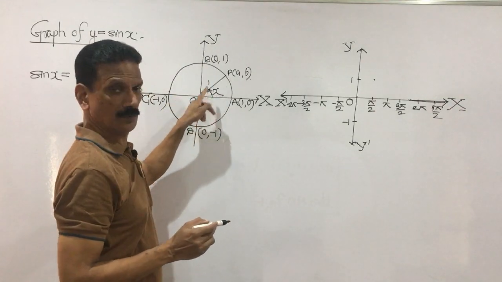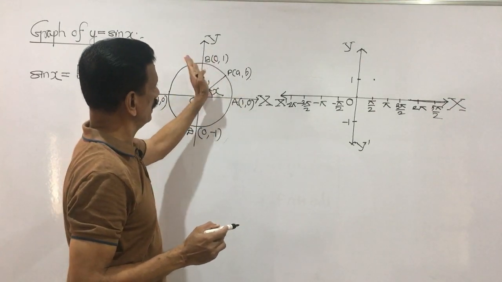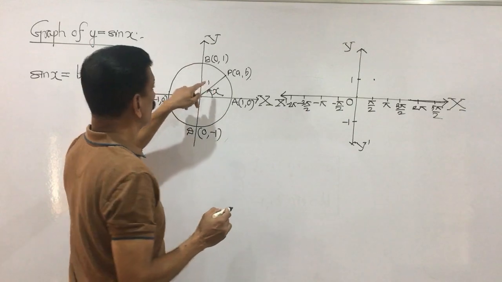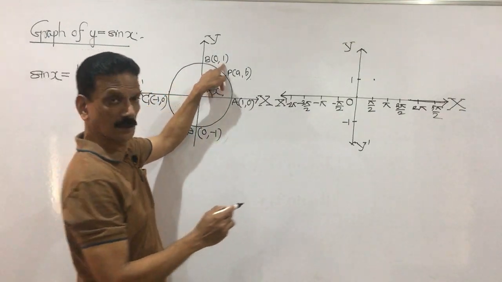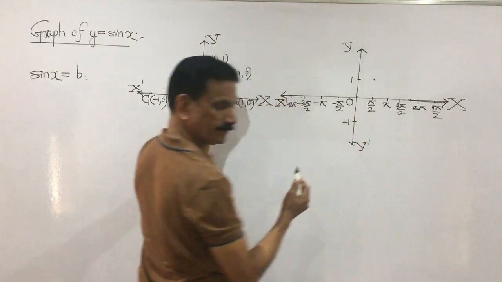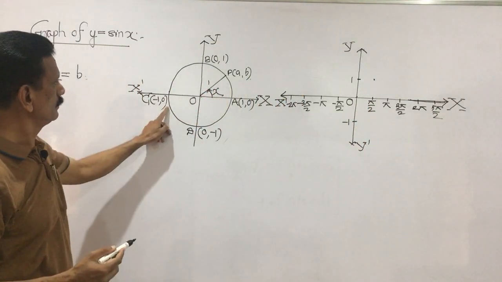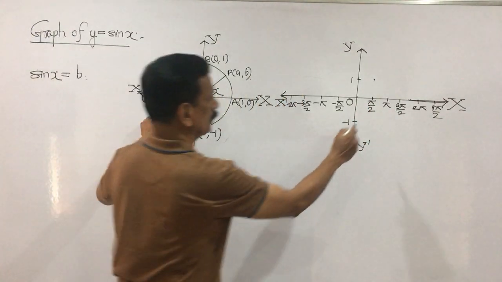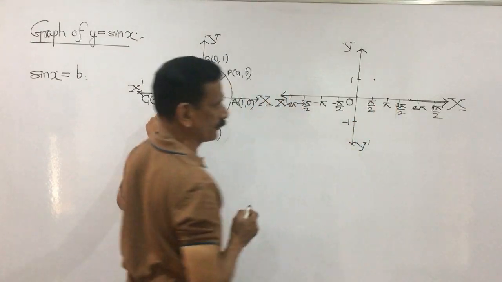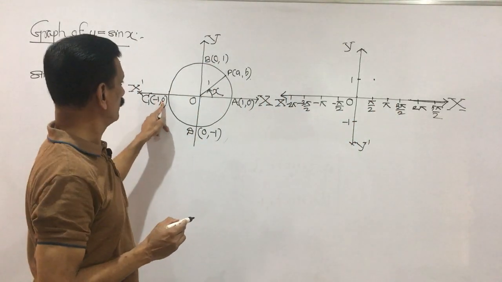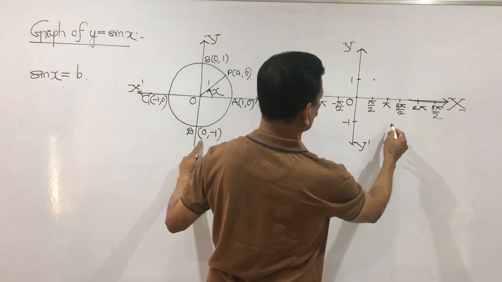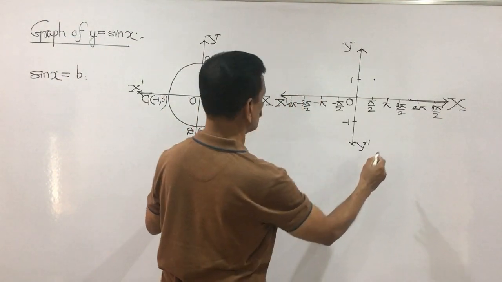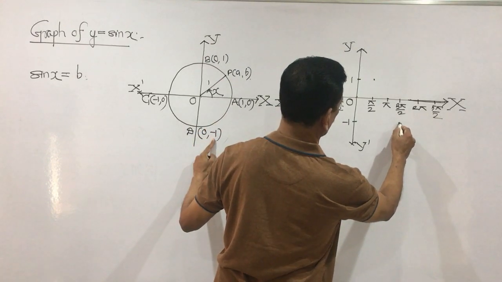When the angle is pi by 2, it rotates and comes here, coinciding with b. When it is pi by 2, the value of b is 1 here, I have written. Next, pi comes here, and the value is 0, so I put 0 here. After that, when it comes here, again its value is 0. Minus 1 here means it comes down here.